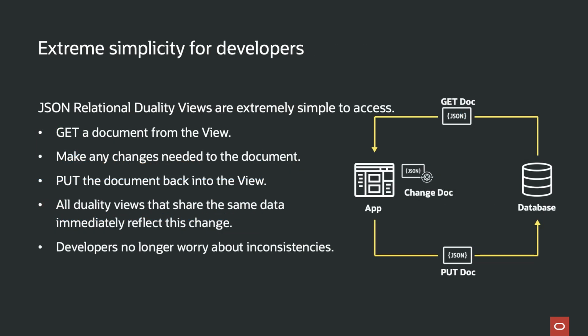A developer can get the document from the database. They don't have to know how the data is really materialized, how the underlying relational schema looks. They just view it as one document, pull it into the application, make some changes, and place the changes back to the database. We will figure out what changes need to be made to the underlying tables or columns.